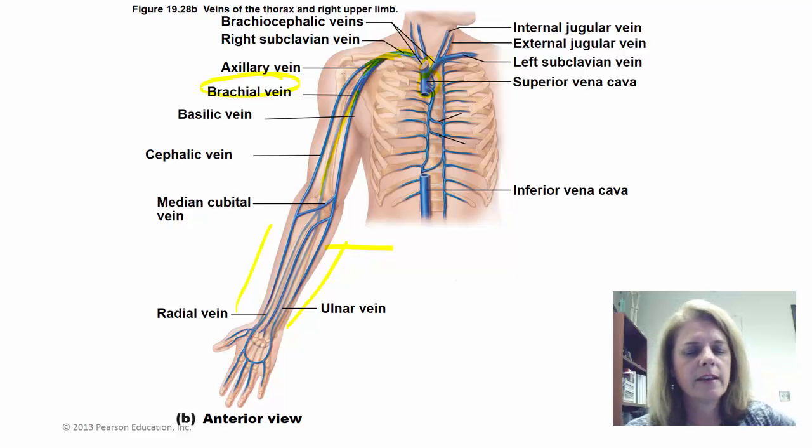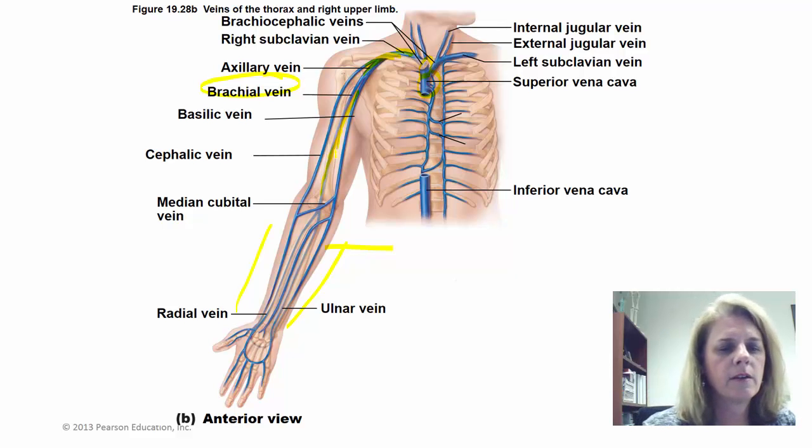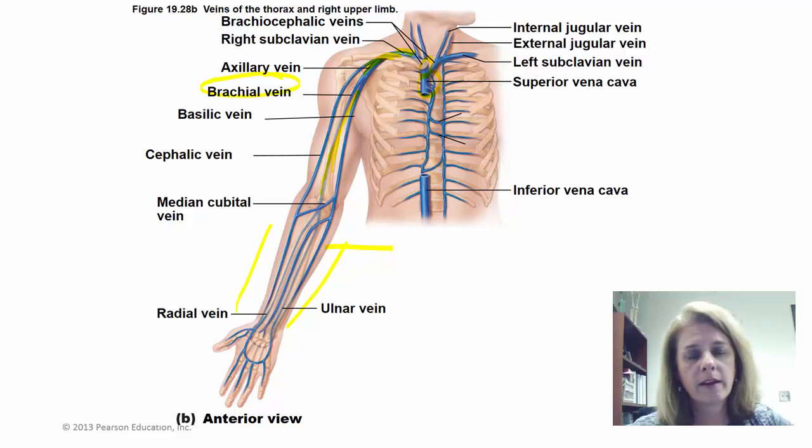So make sure when you're writing these things, if I say name this vessel, you wouldn't just say ulnar. You need to say ulnar vein. I need to know that you know that it's an artery or vein. So if I said name this tube, you would say it's the brachial vein.